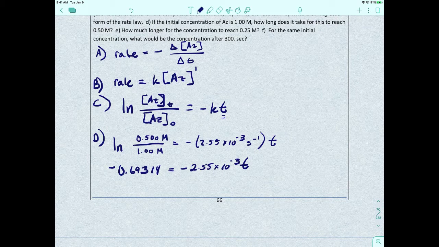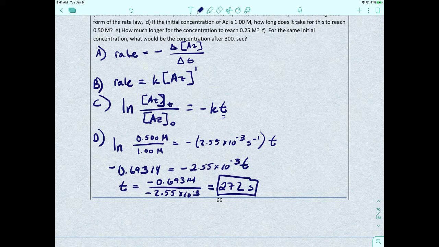Now I need to divide both sides by K, so that way T gets by itself. So T would be equal to negative 0.69314 divided by negative 2.55 times 10 to the minus third. And that value would be 272 seconds. So there's your answer for part D. That's how long it would take for the concentration to be half of its initial strength.